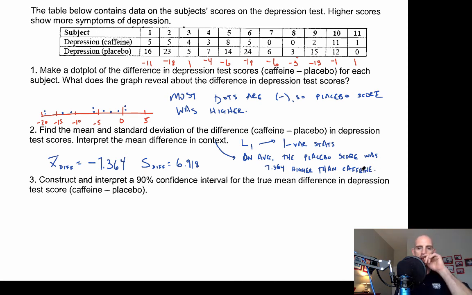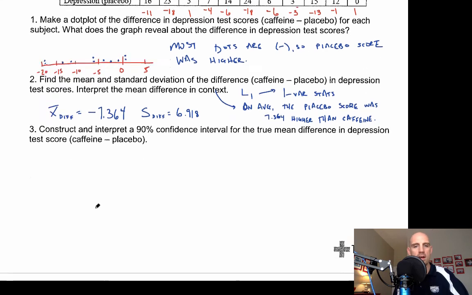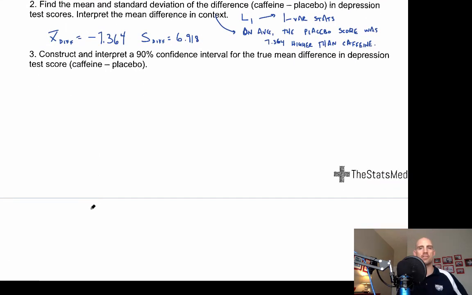Okay, on average, placebo score was 7.364 higher than caffeine. So construct a 90% confidence interval for the true mean difference in depression test score, caffeine minus placebo. So this is a state, plan, do, conclude kind of situation. We already stated what we're doing. So we're doing a one sample T interval for the mean difference.